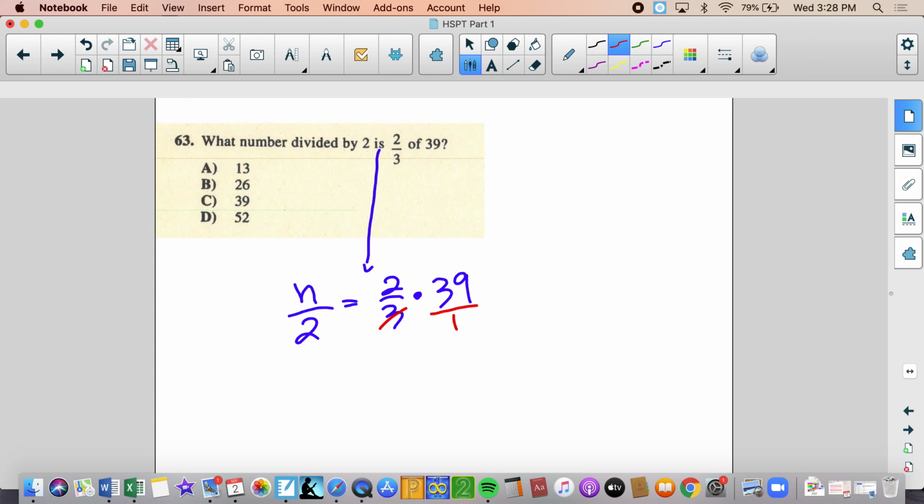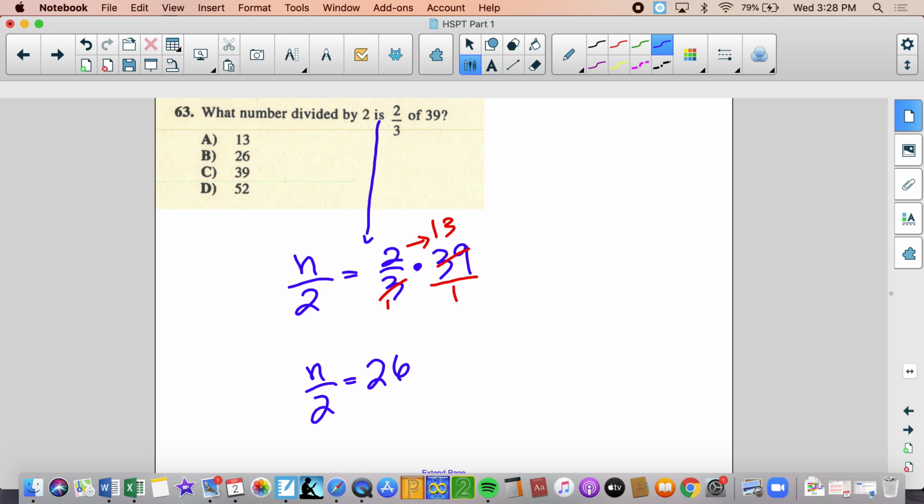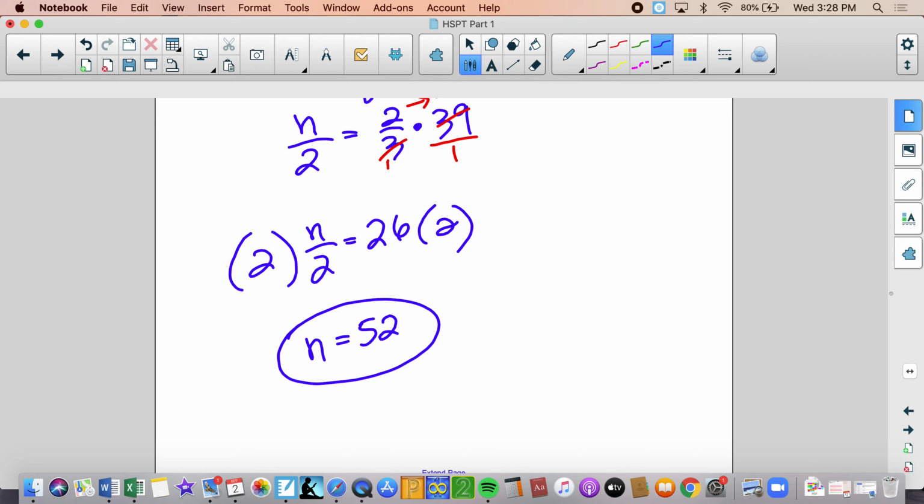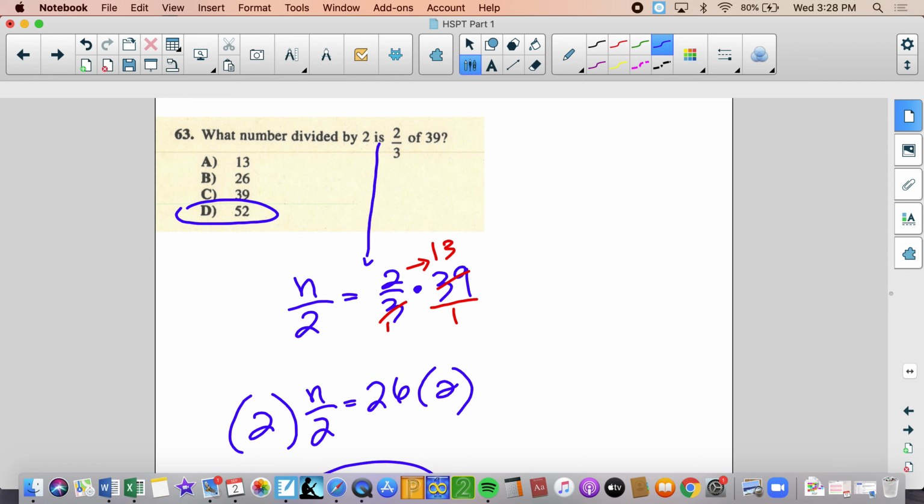These are fractions. So 3 goes into 39 13 times. 2 is in the numerator, 13 is in the numerator. I have n over 2 equals, and that's a 1 right there. 3 goes into 3 one time, 3 goes into 39 13 times. I have 2 times 13, which is 26. And now I want to solve for the variable. 2 is dividing n. What's the inverse of dividing by 2? Multiplying by 2. And that leaves me with n equals 52. 26 times 2 is 52. Let's go up here. I have my solution, 52.